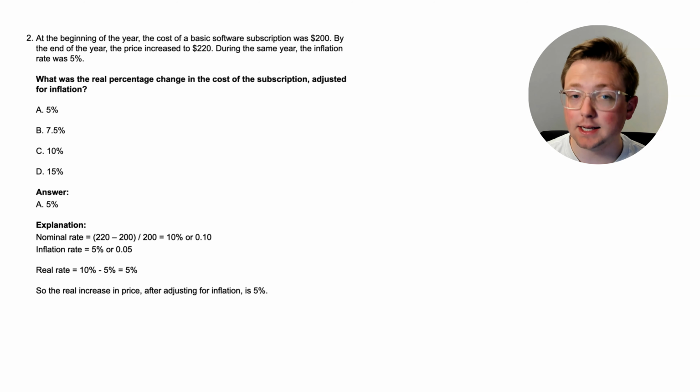So this is the easy and simple way to calculate the real rate, which is again taking the nominal rate less the inflation rate. So 10% less 5%, and that's 5% in this case. That's the real rate. So the real increase in price after adjusting for inflation is 5%. So it's not a 10% increase in price, but it's a 5% increase in price because there was a 5% increase in inflation in reality. Okay, now with that, let's go to the next question.